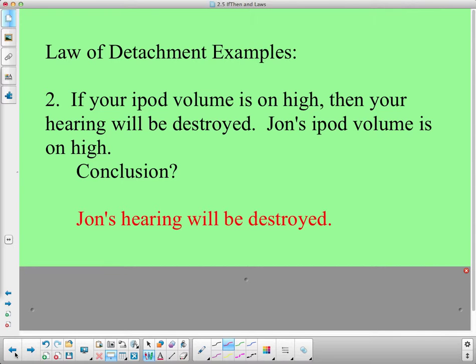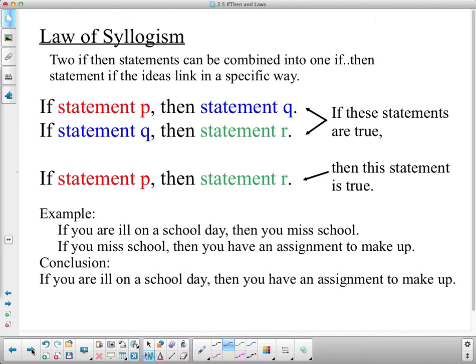Don't get tricked up. What if I said, if it is raining, then I get wet? It is not raining. False. No conclusion again, because I needed to say it was raining, and instead I said it's not raining. So we need to watch out for some of those tricky ones on some of our future examples.